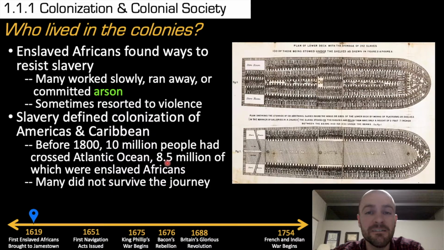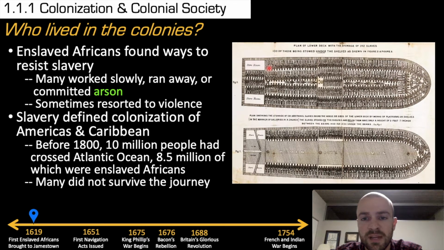That's 85% of all people that were crossing the Atlantic Ocean were enslaved persons from Africa, many of which did not survive the journey. So here you have a diagram of what a slave ship would have looked like. And you have all of these enslaved Africans placed side by side. They would lay down. You really didn't have more than like 10 inches of room to move around in the slave ships.